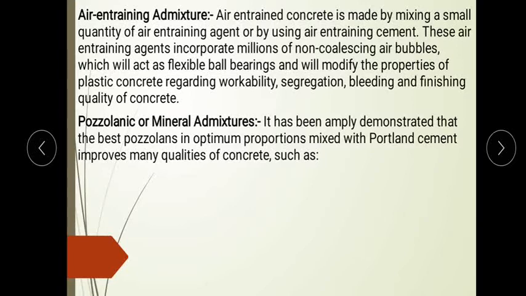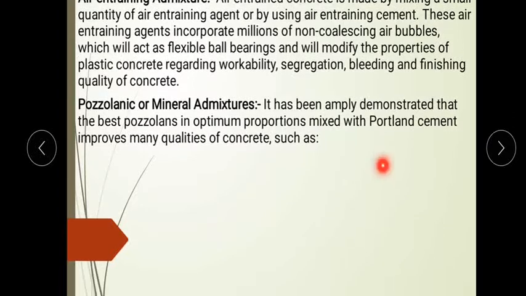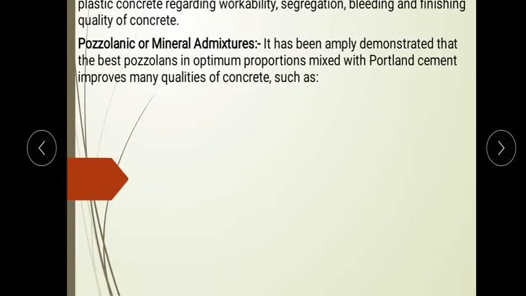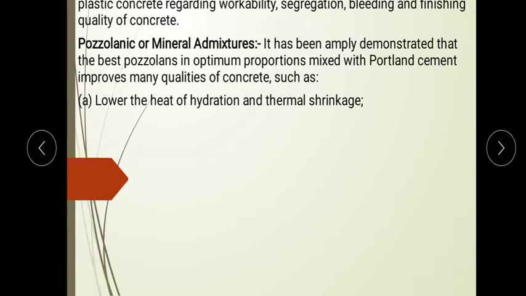So the next one is pozzolanic or mineral admixtures. These pozzolanic or mineral admixtures are majorly used to reduce the economy of the structure, or the cost of the concrete. Basically, the waste products produced from industries are what we generally use as pozzolanic or mineral admixtures. Coming to the quality of the concrete, it will lower the heat of hydration and thermal shrinkage and increase the water tightness.